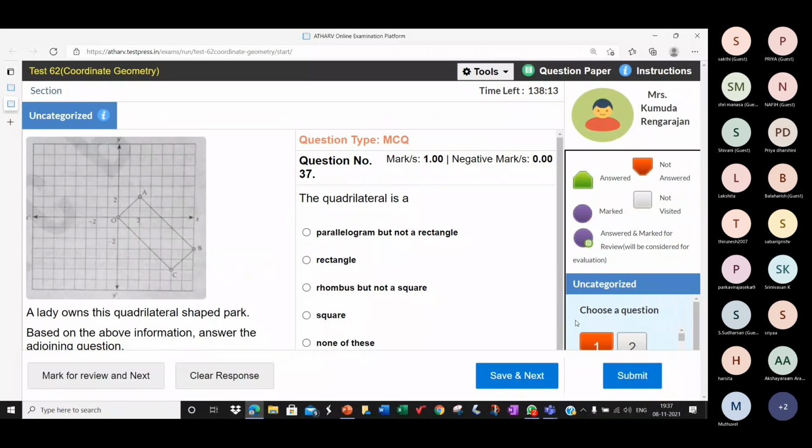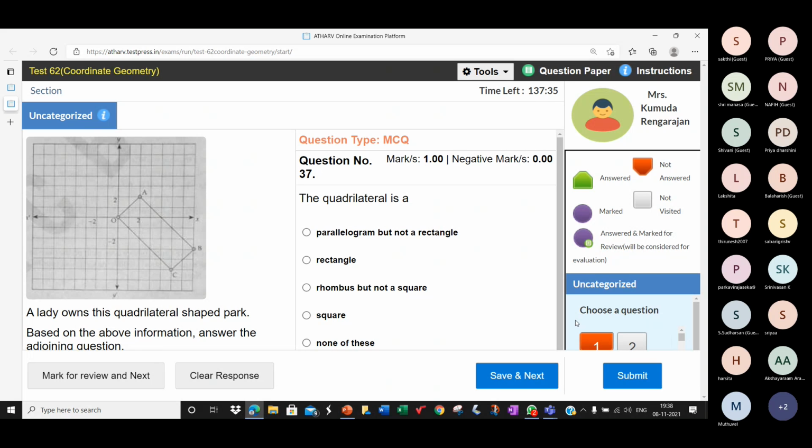Now, to prove that a quadrilateral is a parallelogram, we have to show that both the pairs of opposite sides are equal. How do you show that it's a rectangle? What is that extra thing you need to prove to show that it's a rectangle? Diagonals should be equal. Diagonals also must be equal. If opposite sides are equal and the diagonals are equal, it is a rectangle.